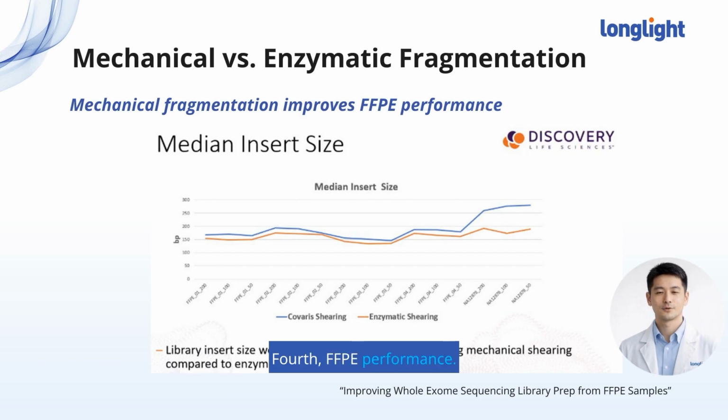Fourth, FFPE performance. Let's look at what happened specifically in FFPE. Discovery Life Sciences compared mechanical and enzymatic fragmentation across multiple FFPE cohorts and measured median insert size. In almost every cohort, the mechanical group kept a longer, healthier insert size, while enzymatic fragmentation shifted DNA towards short, damaged fragments. For exome and large panel sequencing, that extra length means better capture efficiency and fewer libraries that fall below DV200 thresholds. So for MGI customers with heavy FFPE workloads, you can say very directly, mechanical shearing does not just survive FFPE, it actually protects library quality compared with enzymatic kits.